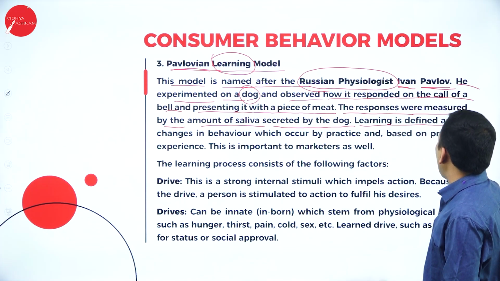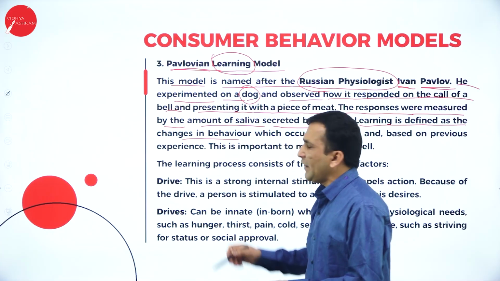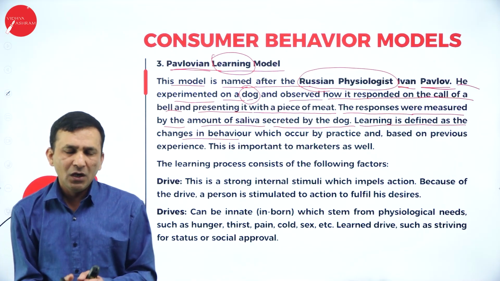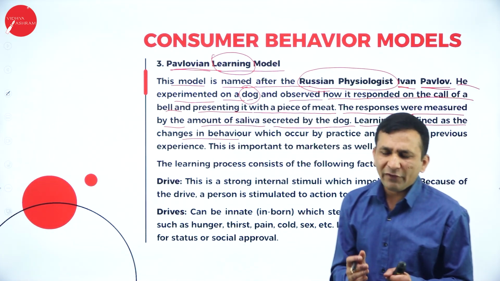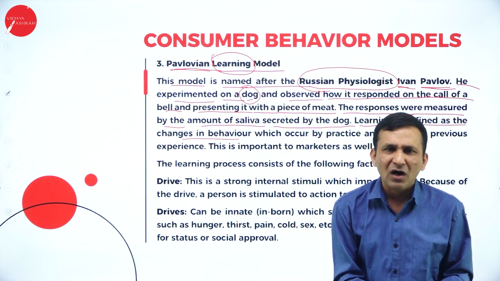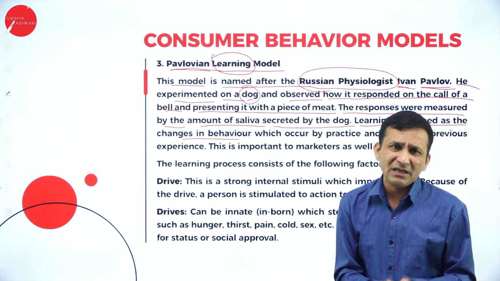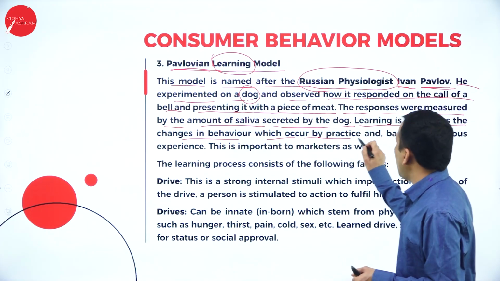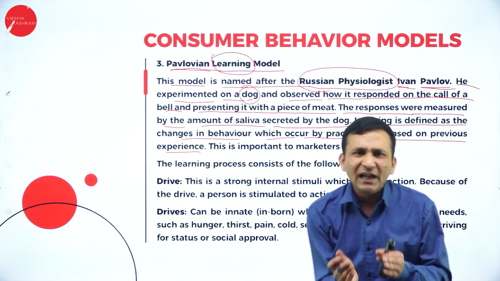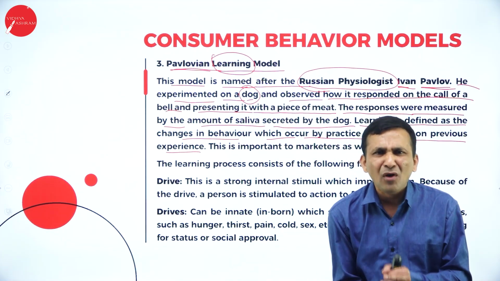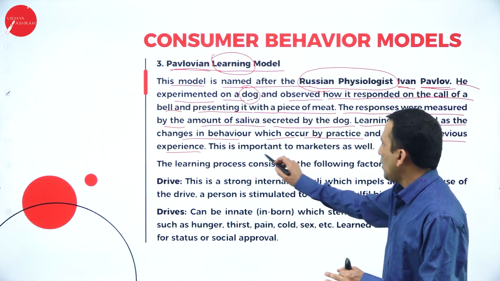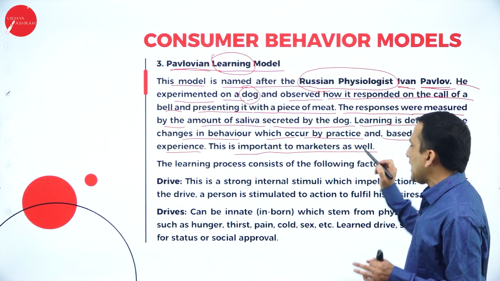So learning is defined as a change in behavior, based on how the dog behaves in the experiment. You need to observe very carefully. As marketers, they will study different types of models based on customer priority, which occur through practice and previous experience. Each and every time you try some modification, you are able to find something extraordinary. This is important for marketers.